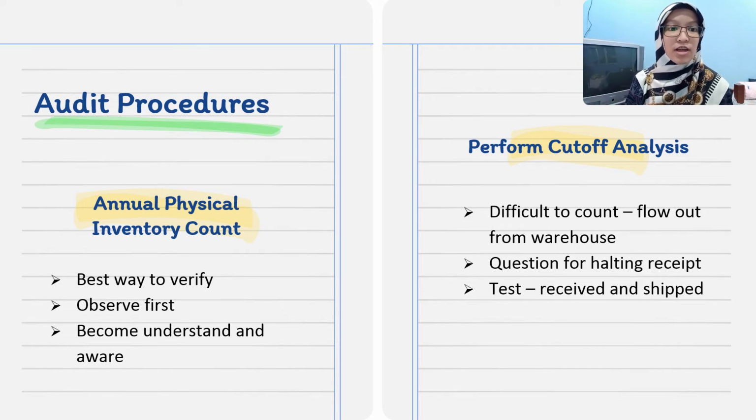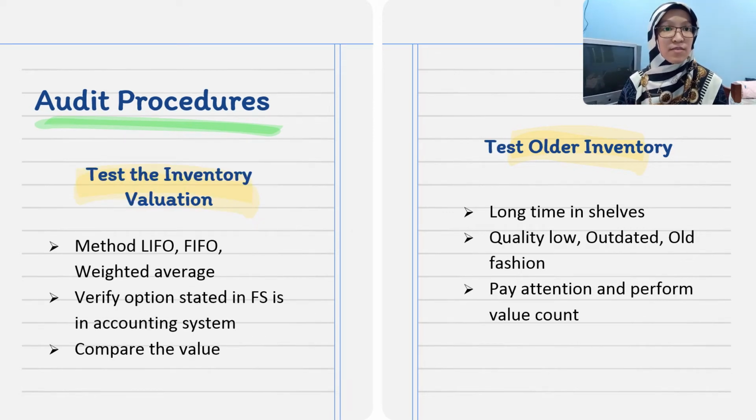It can be tricky for the company to get accurate inventory counts when goods are constantly flowing out from the warehouse. Auditors should ask the client regarding their procedures for halting inventory reception during the physical inventory counts. Auditors can also test the inventory received and shipped near the date of inventory counts. If the inventory items were properly included and excluded from the count, it means the client has good quality cut-off procedures.